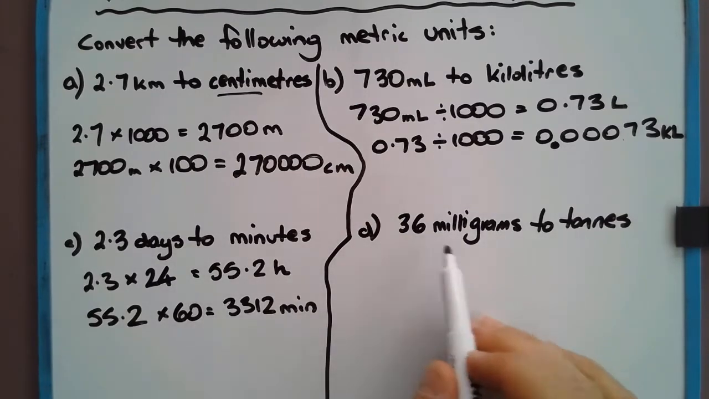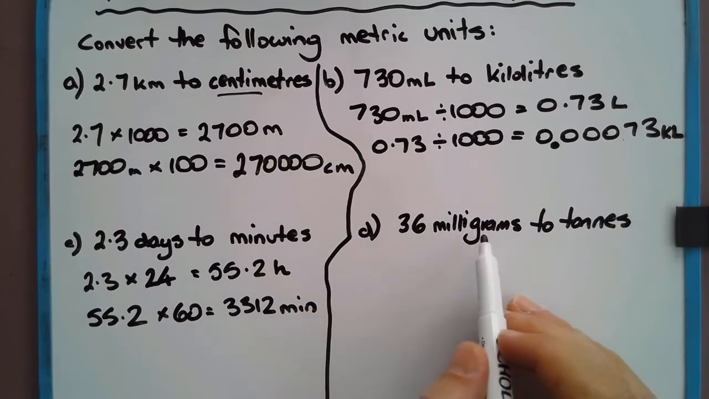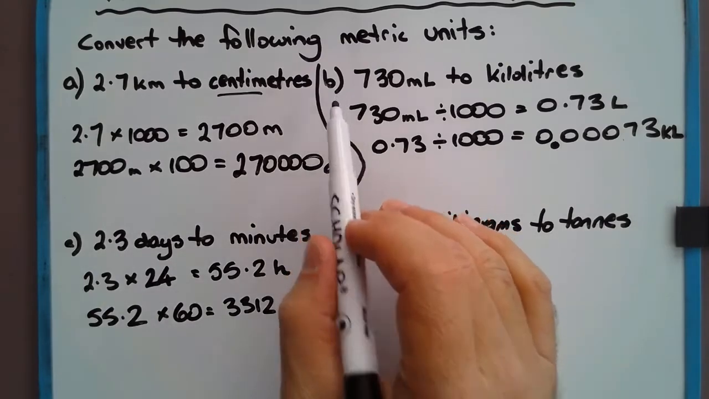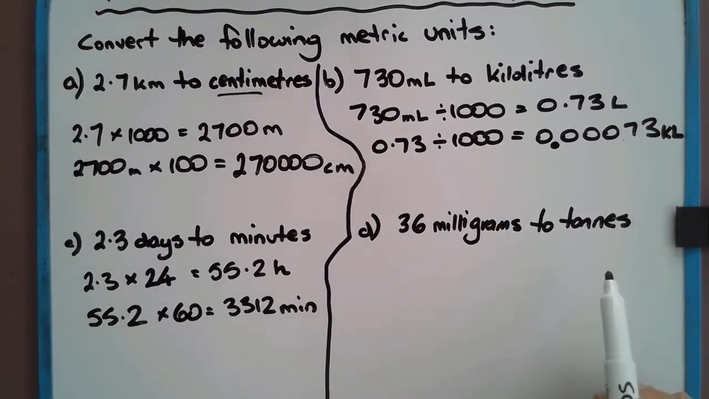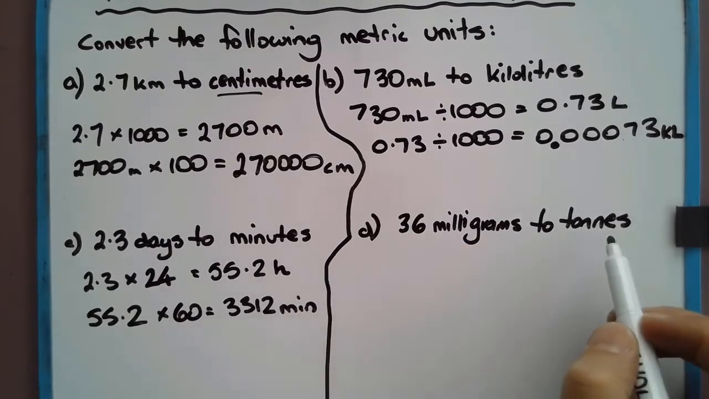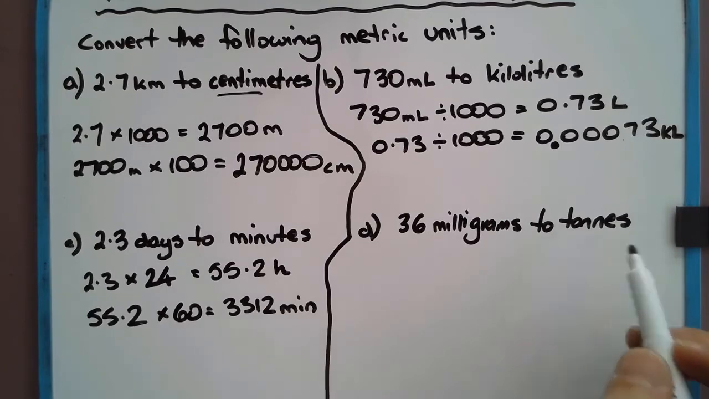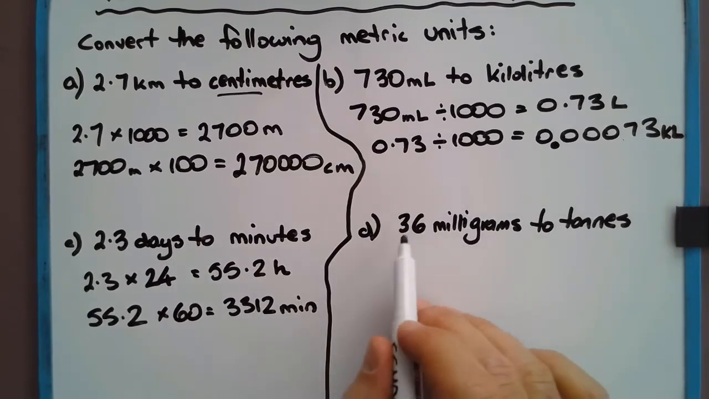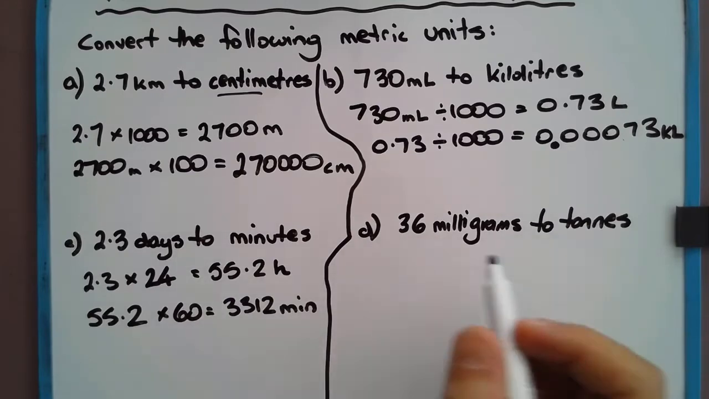All right, so we're going from a small unit of measure to a large unit of measure. So again, part D is a bit like part B. We're going to end up with a very small decimal. 36 milligrams is a very, very tiny amount. Tons is huge, so there's lots of milligrams in a ton. So we've only got a very small amount there, so let's convert milligrams into grams first.